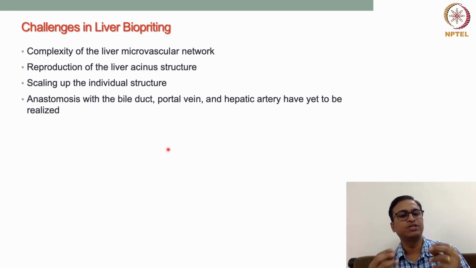Now this has to be connected with the pre-existing bile duct, and similarly the portal vein with the pre-existing portal vein, and the hepatic artery with the pre-existing hepatic artery. Unless it is done, the circulation cannot be established. So this has not been done. These are the challenges that researchers have been working on for further development in liver tissue bioprinting.